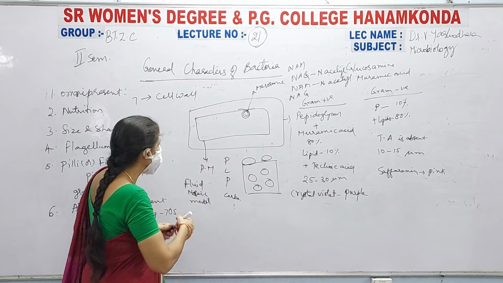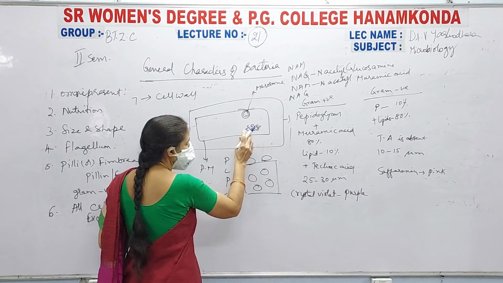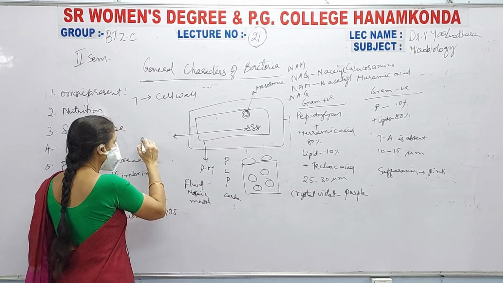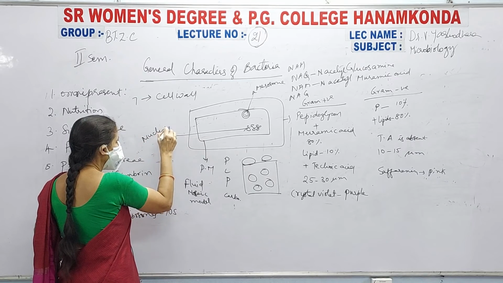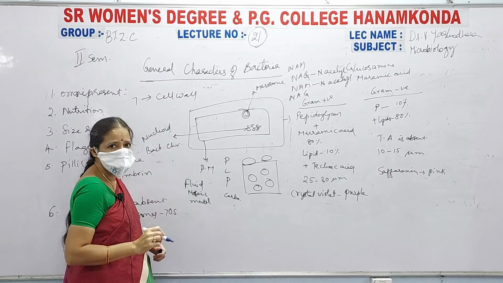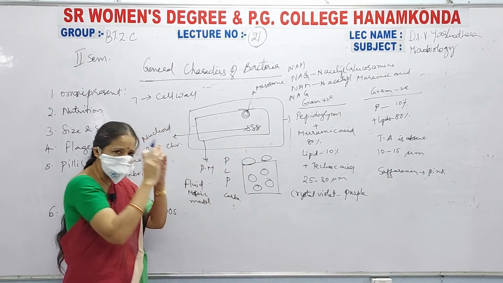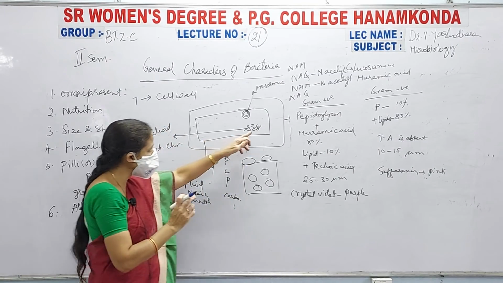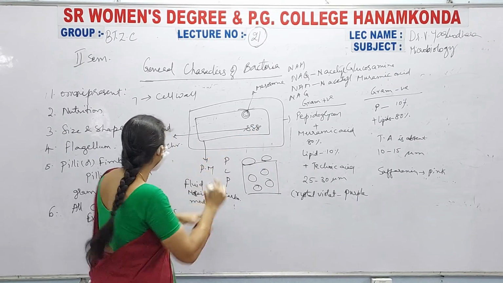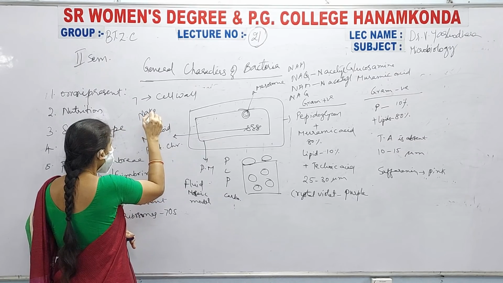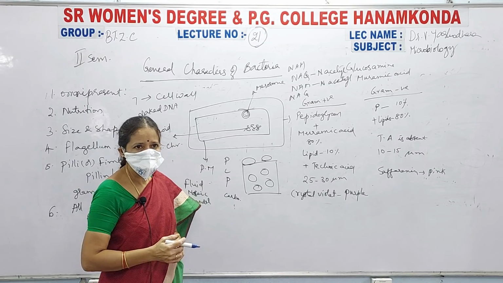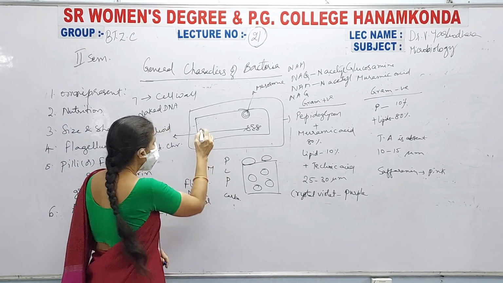Next thing, it consists of DNA that is not surrounded by a nuclear membrane. So it is known as nucleoid, or this can be called the bacterial chromosome. This is the genetic material that is not surrounded by a nucleus. Here histone proteins are absent. As histone proteins are absent, this DNA is called naked DNA.